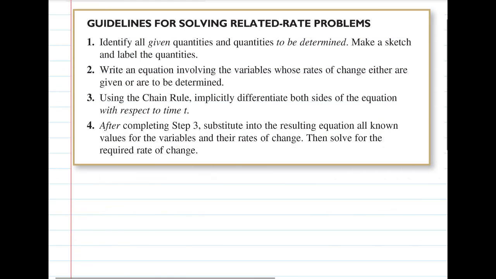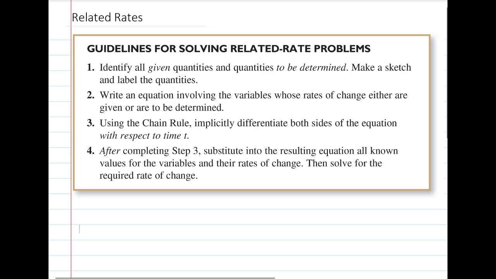Alright guys, in this section we're going to be discussing related rates and how chain rule can be used to find the rates of change of two or more related variables that are changing with respect to time. So here time is going to be our independent variable. Alright, so we're going to follow a few guidelines for solving related rate problems.